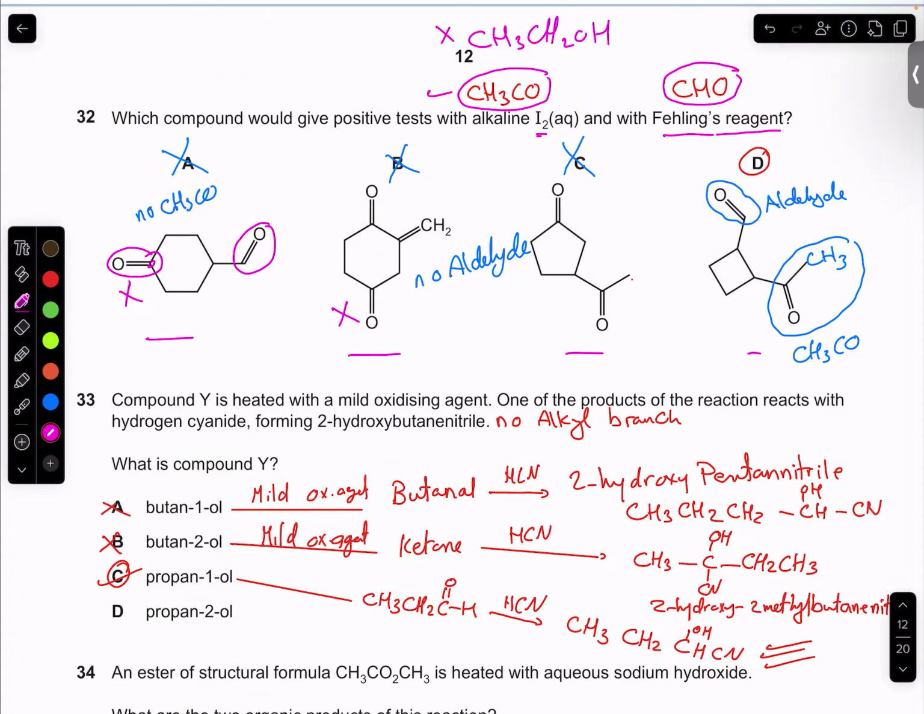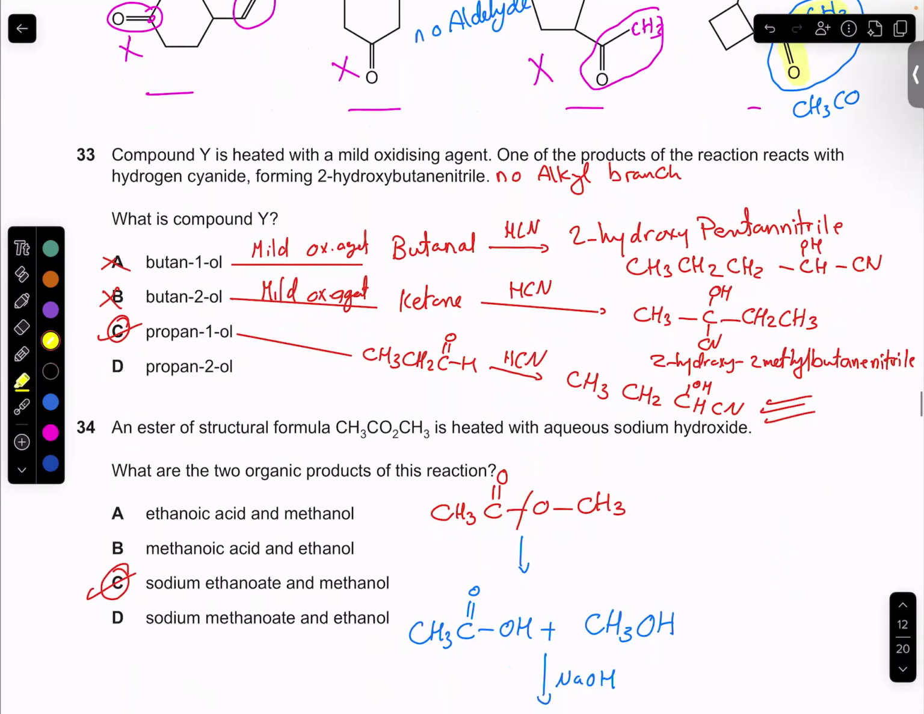Here, this one contains CH3CO, but it doesn't contain an aldehyde group, so this one is wrong. So this one is right because it contains an aldehyde group, which is this one, CHO, and it contains CH3CHO, which is this one. So the answer is D. Question 33. A compound Y is heated with an oxidizing agent. One of the products of the reaction reacts with hydrogen cyanide, forming 2-hydroxybutanenitrile.